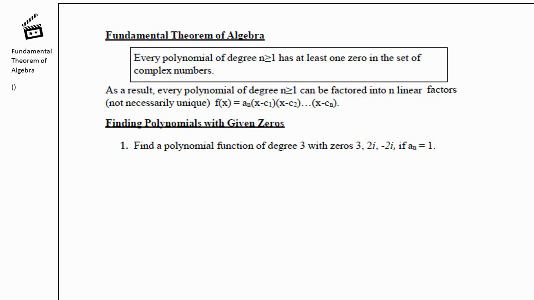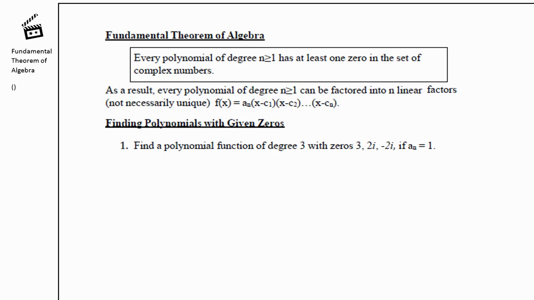Here we have the fundamental theorem of algebra, and it tells us that every polynomial has at least one zero in the complex numbers. And it's actually true that if we added up all the multiplicities of the zeros, they would add up to your degree. So you could have at most n of them, but depending on their multiplicity, you would get n. We can actually find polynomials if we know their zeros.